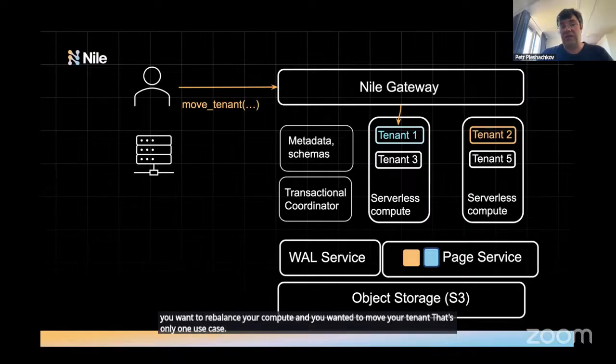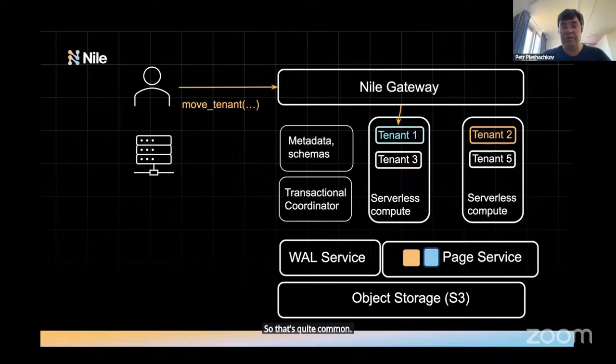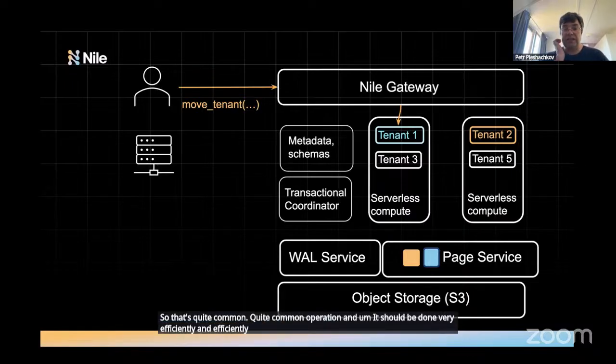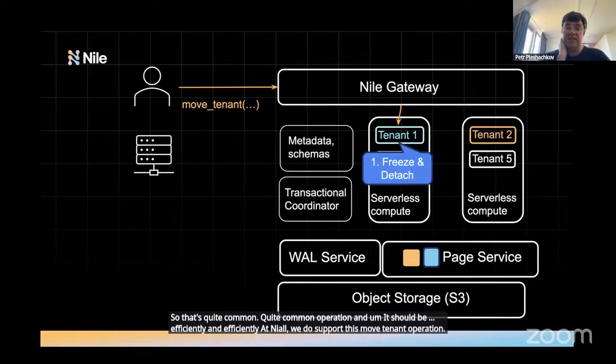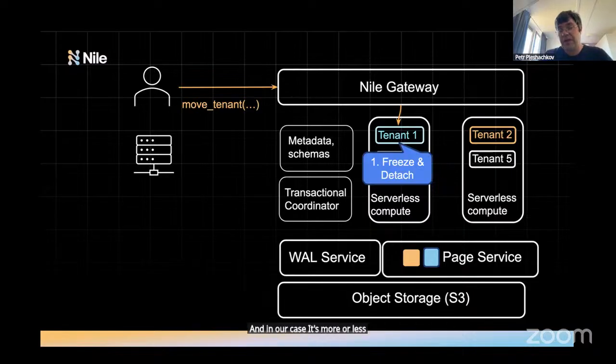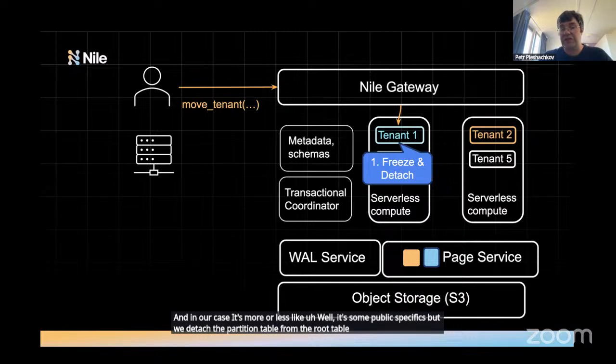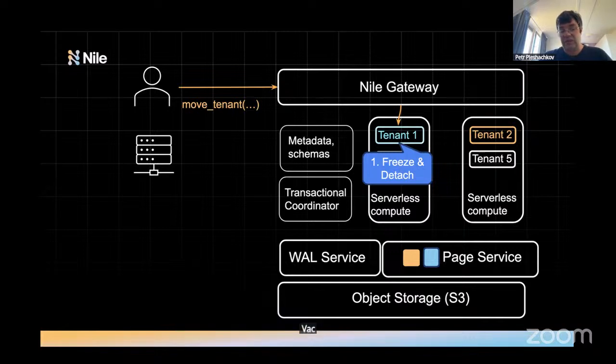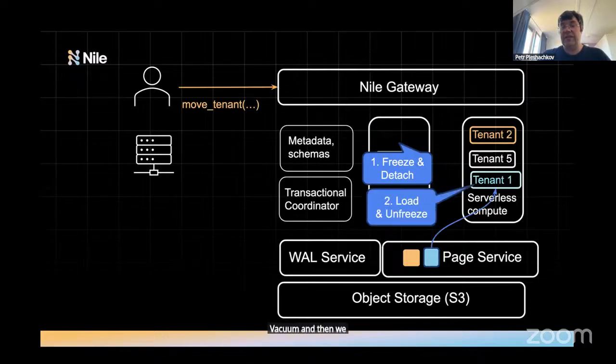Or again, you would like to move your tenant to another jurisdiction. So that's quite a common operation, and it should be done very efficiently. And at Nile, we do support this move tenant operation, and in our case, well, it's some Postgres specifics, but we detach the partition table from the root table, freeze vacuum, and then we attach that partition and unfreeze on another compute.